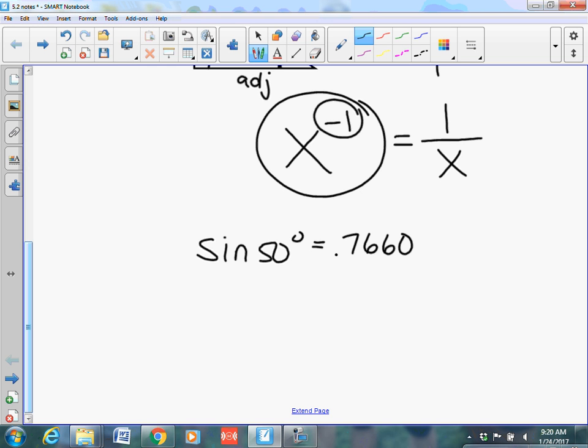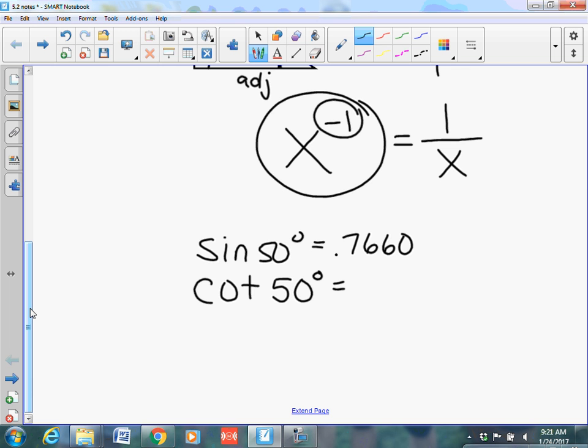Now, I want you to find the cotangent of 50 degrees. There is no cotangent button on this calculator, is there? What do we have to go through to do cotangent? What's the reciprocal of cotangent? Tangent, right? So don't we have to do the tangent of 50 degrees on your calculator? So do the tangent of 50 degrees on your calculator.